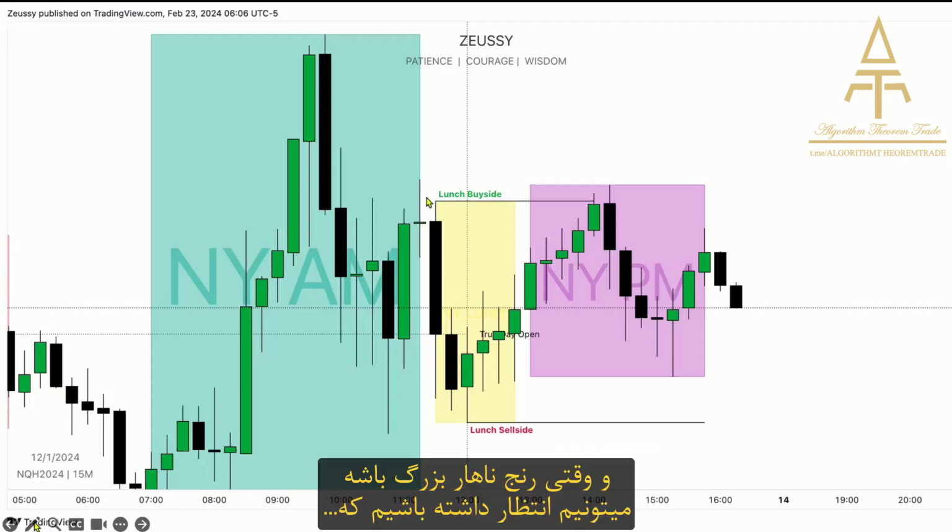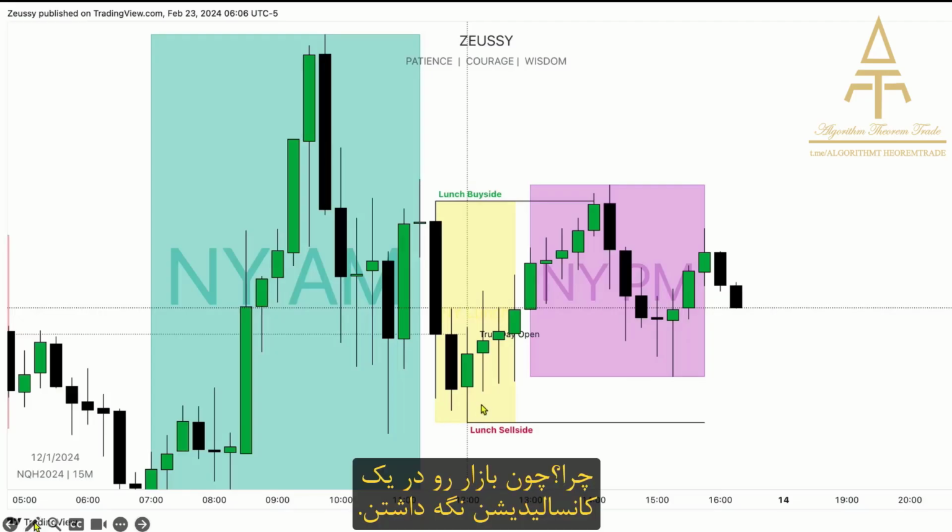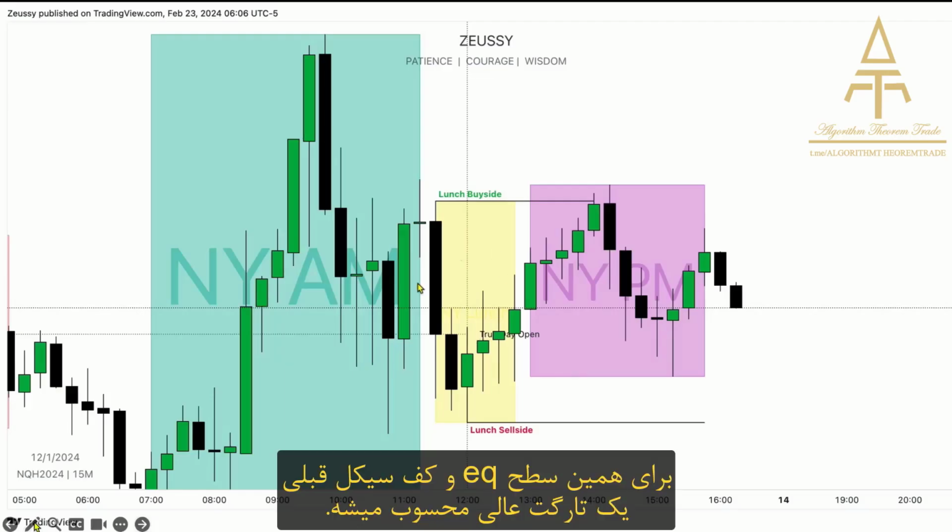When the launch is a large range, so it means the launch is an expansion, we can anticipate that. What we see is that a run on buy side liquidity occurs here, above the launch high, market reverts lower, but it never touches the launch low. Why not? Because the market was being held inside of a consolidation. So therefore, equilibrium was a good target, and of course the previous cycle's low.